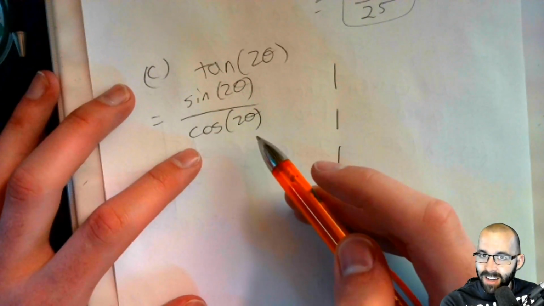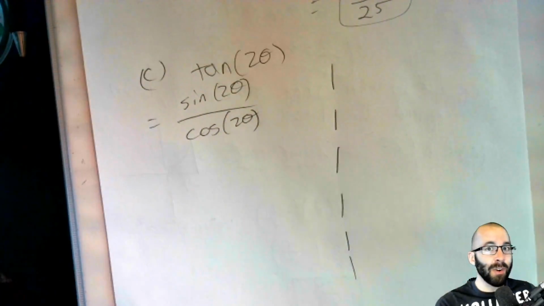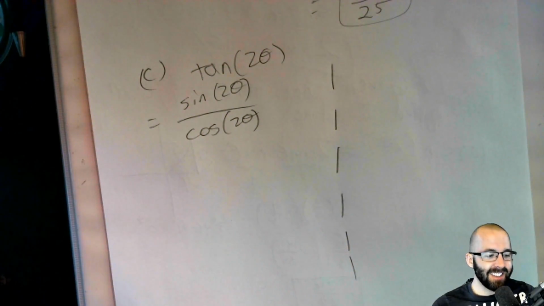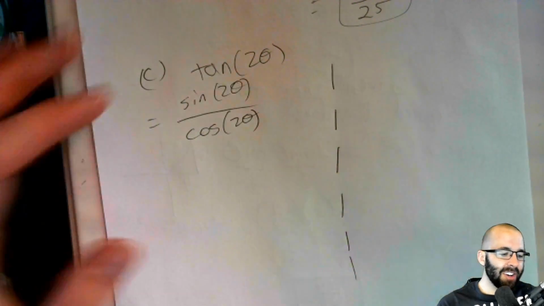So don't get baited right here. Again, you could use the double angle formula on the top and the bottom. That would be a third way to solve this problem. Don't do that. That's a lot of work. And you've essentially already done it, but you could if you want.